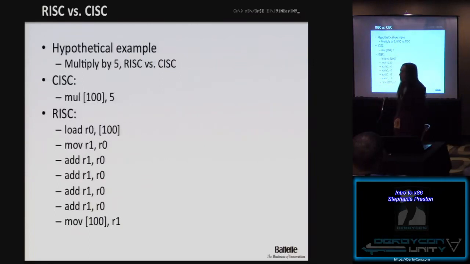So, a hypothetical example of one versus the other: multiplying something by 5. In a CISC architecture, because it's complex, I probably have something like a multiply instruction, and I can simply say multiply by 5. I can achieve the same functionality in a RISC architecture, but it's unlikely that I'll have the multiply instruction. That's actually a fairly complex instruction. So to achieve the same thing, instead of one instruction, I have to chain multiple add instructions together. Same functionality, it was just harder to do in one than the other.